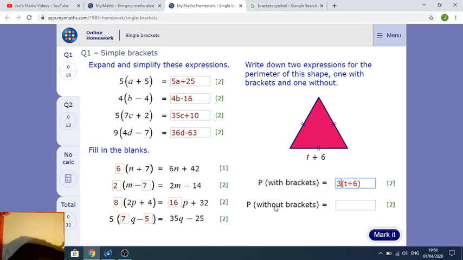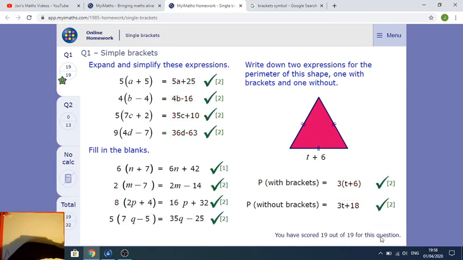And then same thing but without the brackets, so just multiply it out. 3 times t gives you 3t, plus 3 times 6 gives you 18. So it's 3t plus 18, and let's just mark that. 19 out of 19.